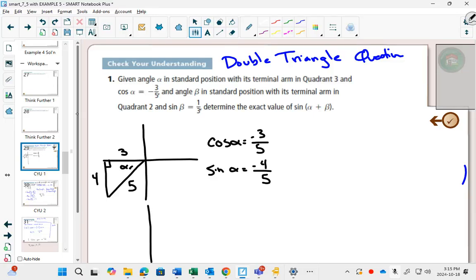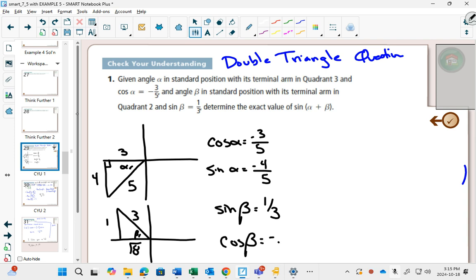I then go and draw a triangle for beta. Beta is in quadrant 2. So this is my beta reference angle. Sine, opposite over hypotenuse, I already know that sine of beta is 1/3. a squared plus b squared equals c squared will tell us this side is the square root of 8. So cos of beta is negative, because it's in quadrant 2, -√8/3.